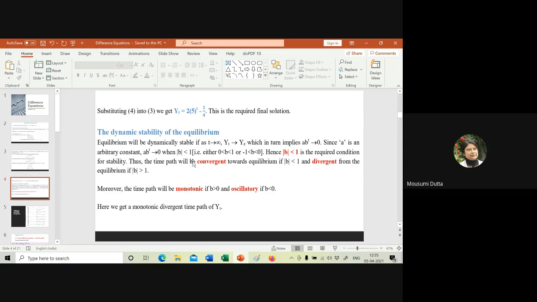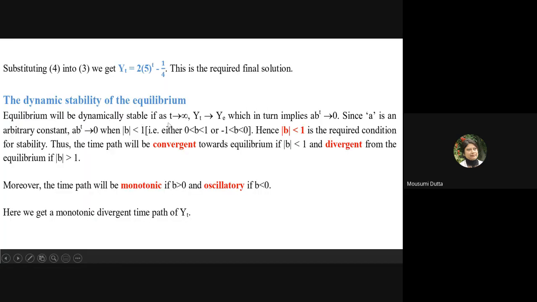Okay, so here you will get all these things. Equilibrium will be dynamically stable if as t tends to infinity, yt tends to ye, which in turn implies ab to the power t tends to 0. Since a is an arbitrary constant, ab to the power t moves towards 0 when mod b is less than 1. That is either b greater than 0 and less than 1, or -1 less than b less than 0. Hence, mod b less than 1 is the required condition for stability. Thus, the time path will be convergent towards equilibrium if mod b is less than 1 and divergent from equilibrium if mod b is greater than 1.